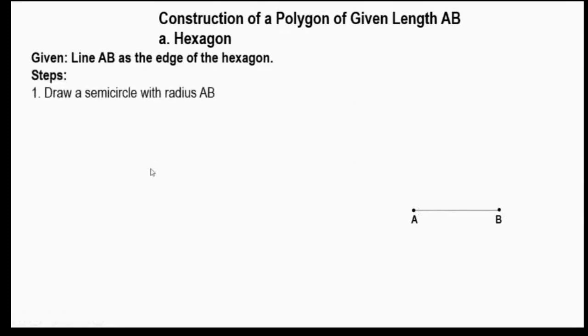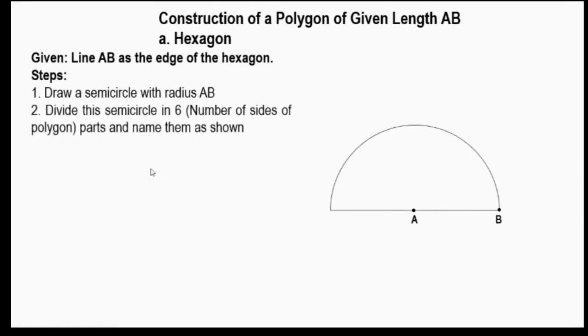To start with, draw a semicircle with radius equal to AB. Now divide this semicircle into 6 parts, because we have to draw a hexagon and a hexagon has 6 edges. So that is the number of sides of the polygon. Whatever is the number of sides of the polygon, that number of parts we have to make of this arc of 180 degrees.